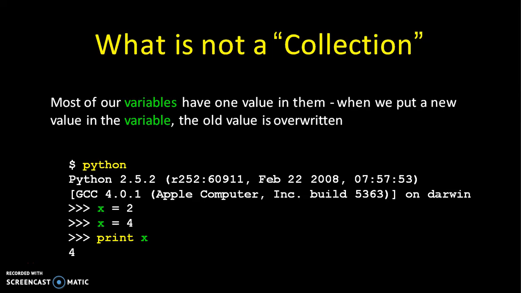This one is not a collection. Most of our variables have only one value. They are not collections; we call them variables. A variable holds only one value. In Python, whenever we assign a value to a variable, that value is fixed for the variable. If you reassign another value, it is overwritten on the same variable. So it is not a collection.